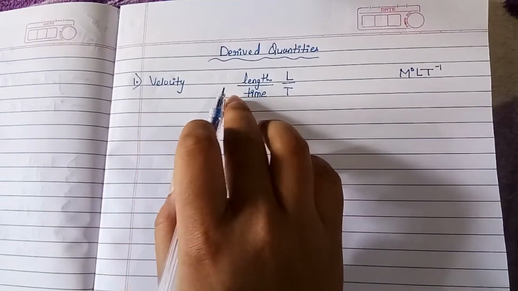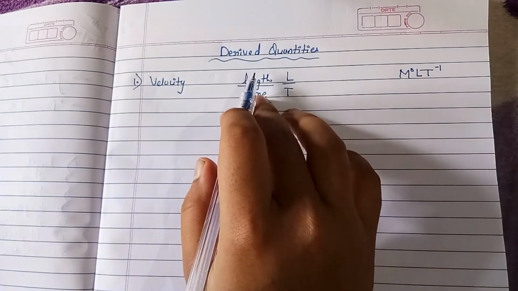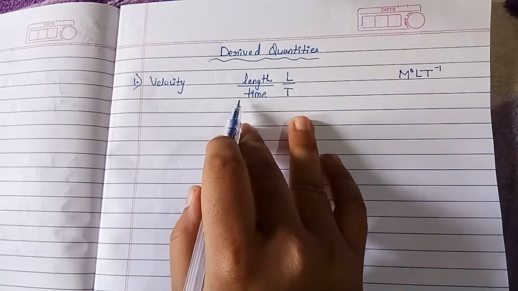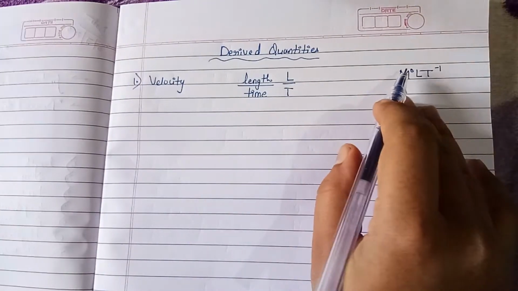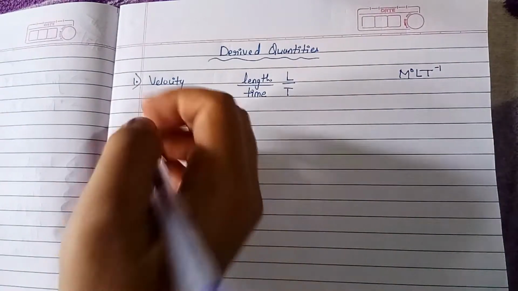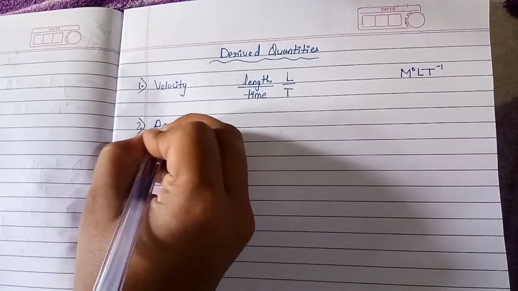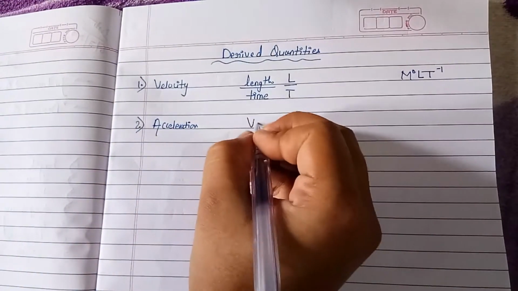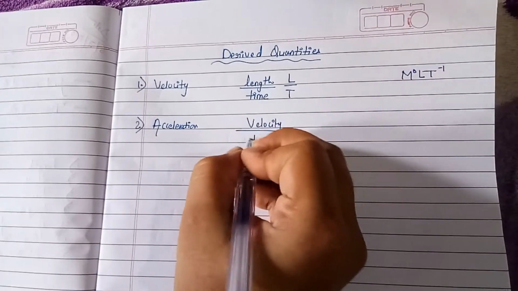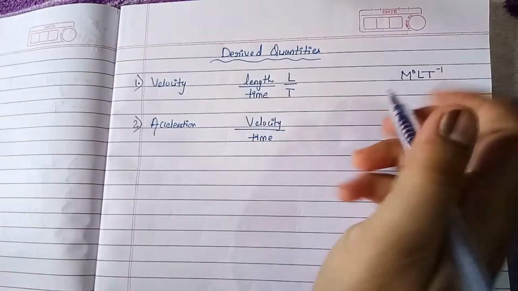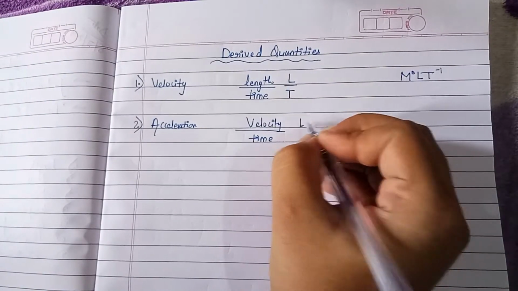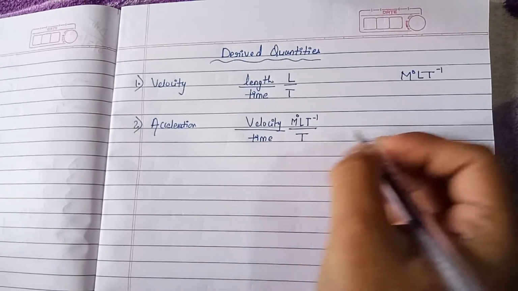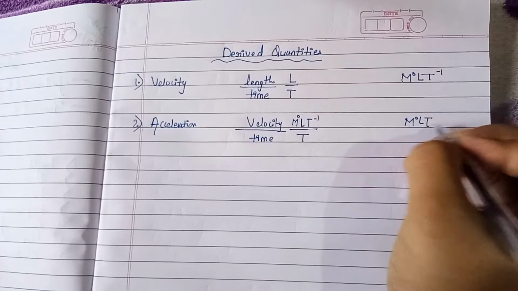I have written one derived quantity here, which is velocity. We all know that velocity equals distance upon time. Length we take as L and time as T, so its formula becomes M^0 L T^-1. In the same way, take acceleration. Acceleration is the change in velocity over time. We calculated the velocity as M^0 L T^-1, and for time we take T, so its formula becomes M^0 L T^-2.